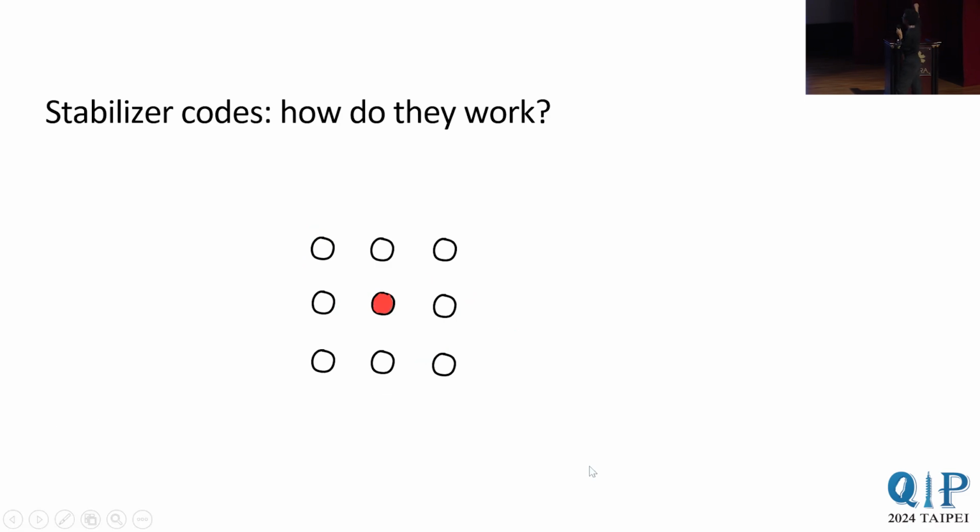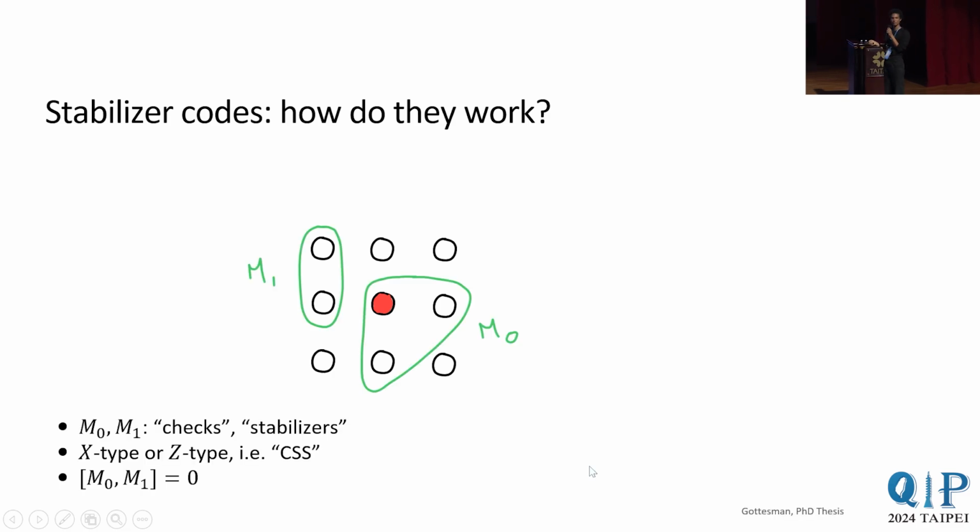So one of your qubits might be corrupted by an error. And the idea of stabilizer codes is that you might perform a bunch of measurements, for example, M0, M1, and some of these measurements might detect where the error is. These measurements are also called checks or stabilizers. In our context, we'll limit ourselves to measurements that are either of X type or Z type. By that, I mean that they're made up of either entirely X operators or entirely Z operators. And very crucially, all these measurements have to commute with each other.